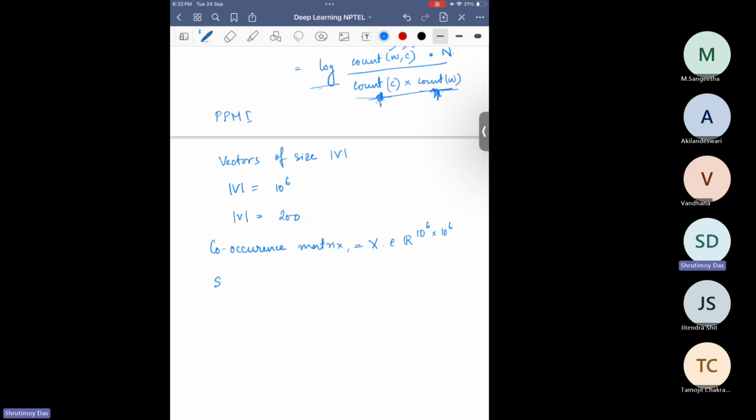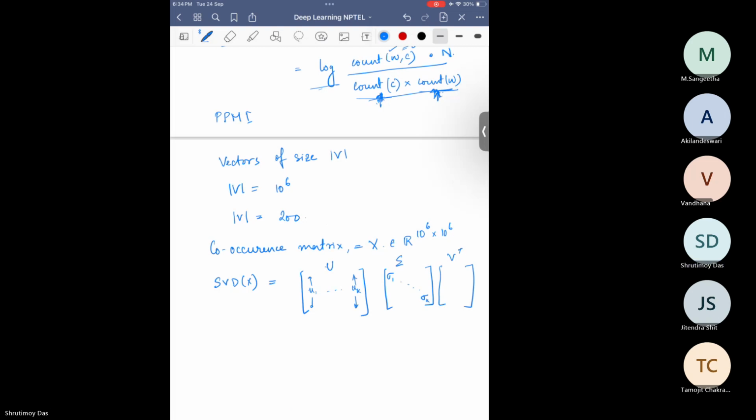So if we do an SVD of X, it gives us these three matrices: you have U, you have sigma, and you have V transpose. I hope SVD is clear to you because it was covered in an earlier class. So we have k columns of U, we have k singular values, and we have k rows of V transpose.